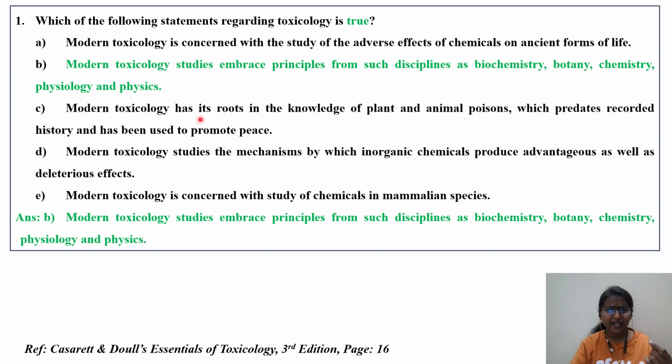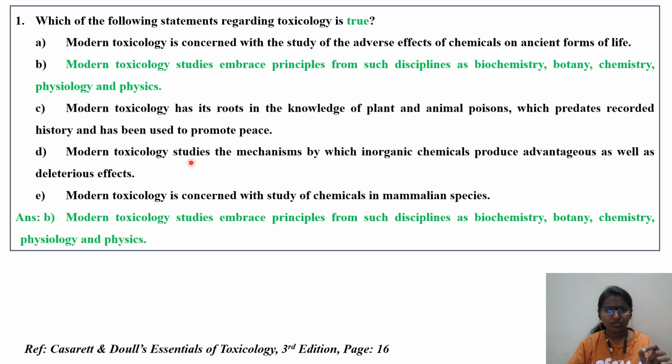Modern toxicology has its roots in knowledge of plant and animal poisons, which predates recorded history and has been used to promote peace. This might be applicable partially to the toxicology definition, but it doesn't apply to modern toxicology. Why? Because it is covering only plant and animal poisons. That's why this option is also not right.